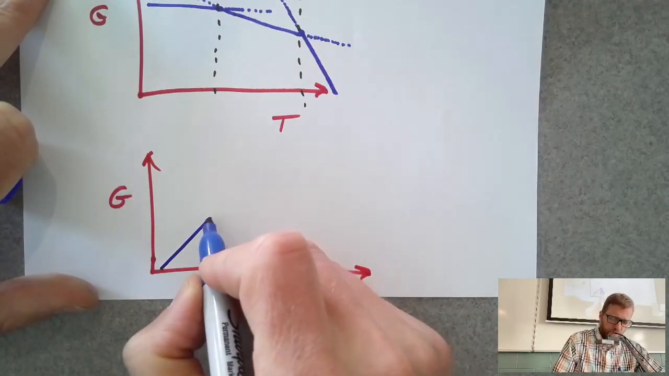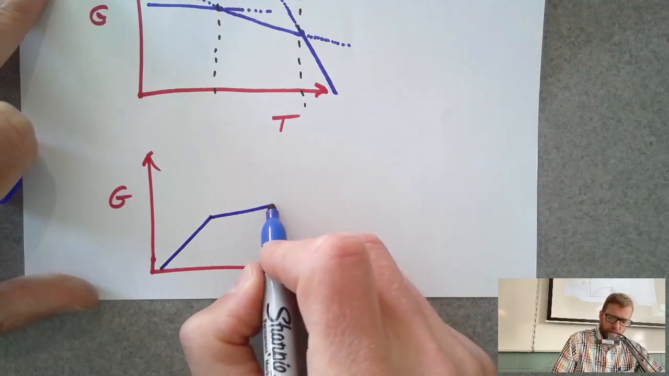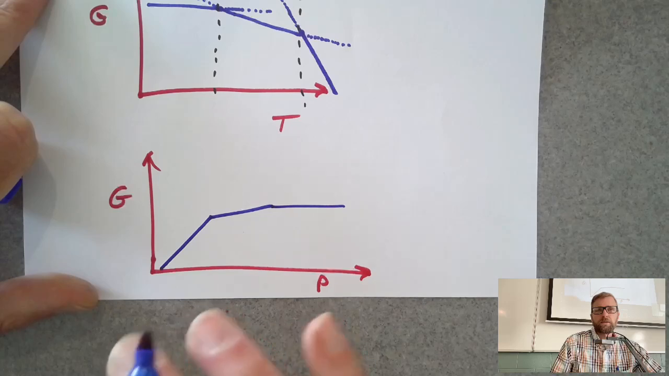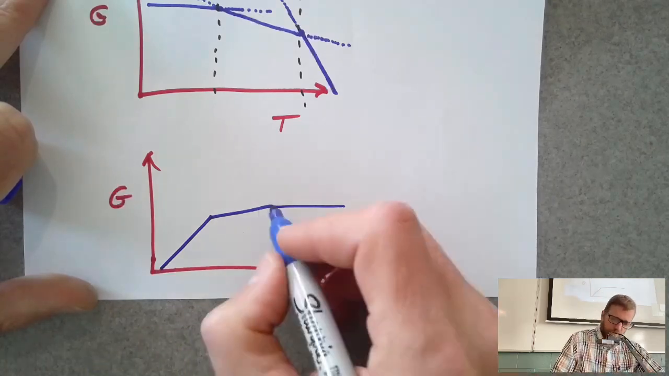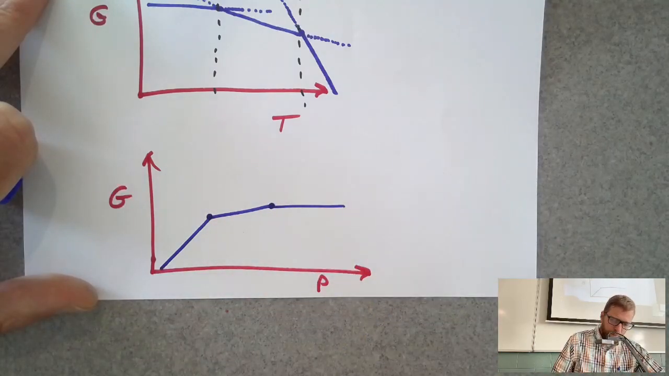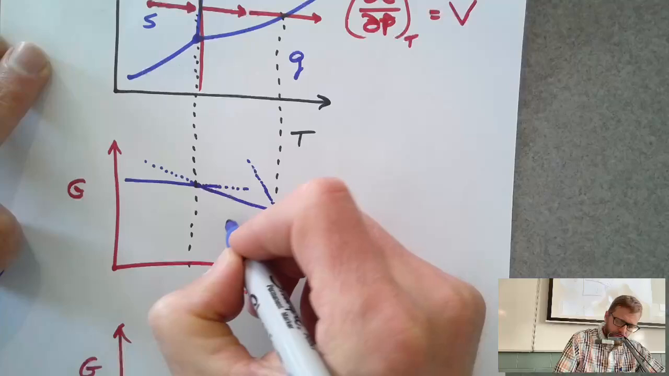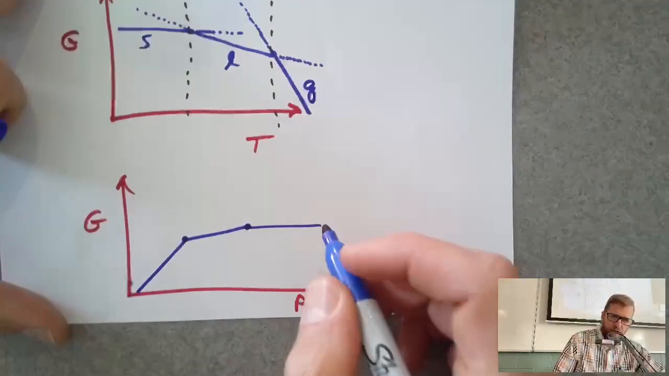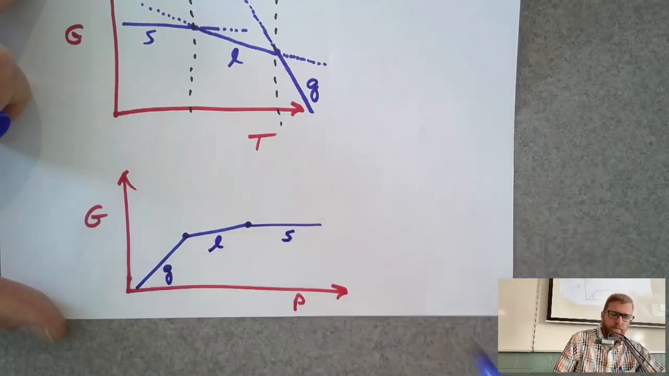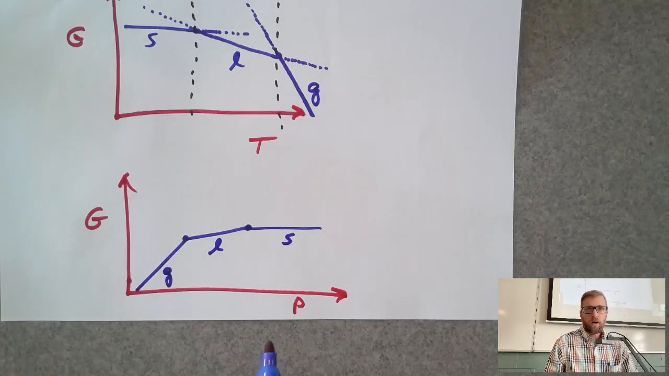Then when you get to the liquid, it'll be like this. And then the solid, pretty much the same as the liquid, right? Solids and liquids have very similar densities, so you'll have a phase transition there. So up here, this is your gas, this is your liquid, this is your solid. Down here, it's the reverse. Except for water, these two are swapped.